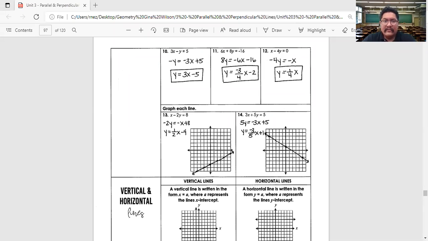All right, sorry, I had to just take care of one thing really quick. All right, so it looks like we're doing some more conversion, just converting from one to the next.